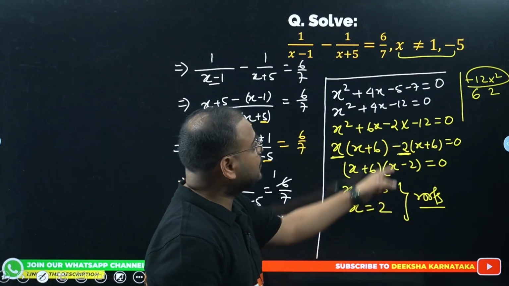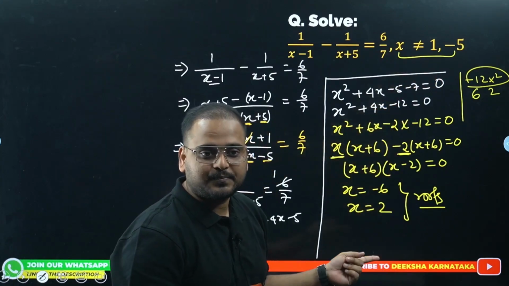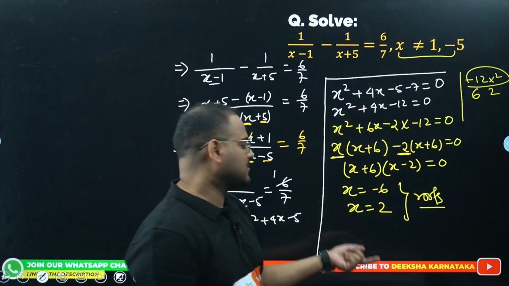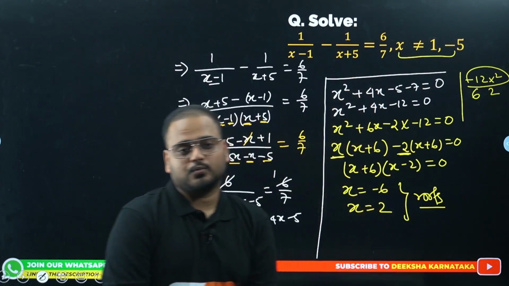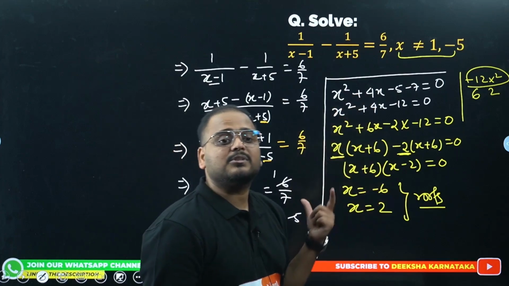If one of these answers would be like this, I have to cancel it out. Okay, I have to ignore or neglect that answer, but it is not the case. So answer is minus 6 comma 2. Obviously it will not be like that. I'm just giving you an example.